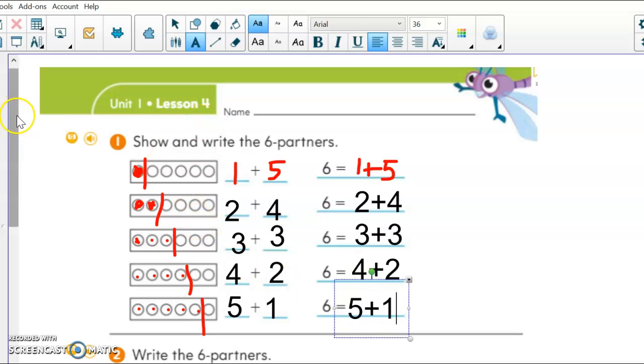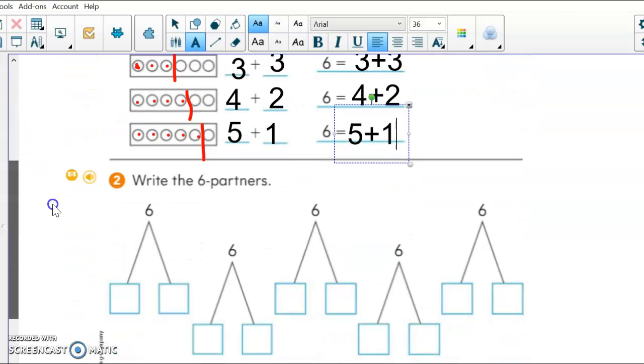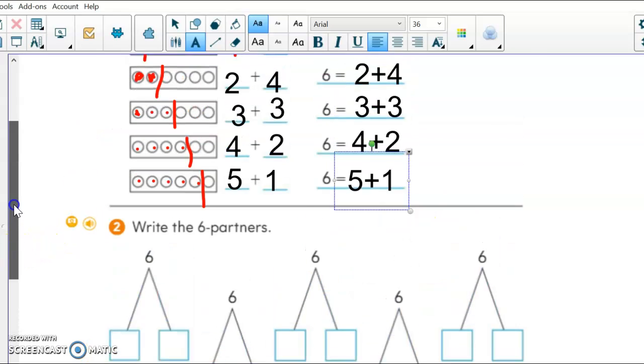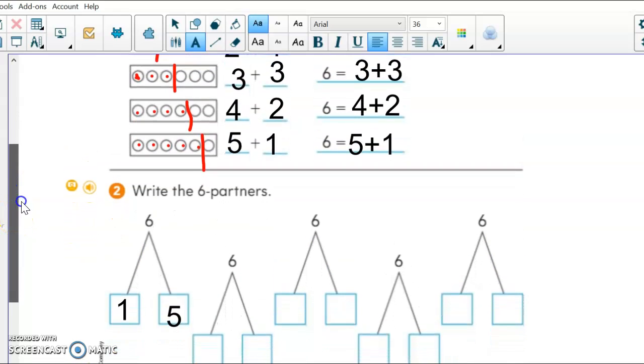Good. Now we're going to take these partners that we just did and put them into our math mountain. We remember that the math mountain, the total always goes at the top. If we're working with 6 partners, our total will always be 6. Okay, so we're going to take this first one and plug it in. We know that 1 plus 5, we have 1 that partners with 5. The next one that we found out was 2 plus 4.